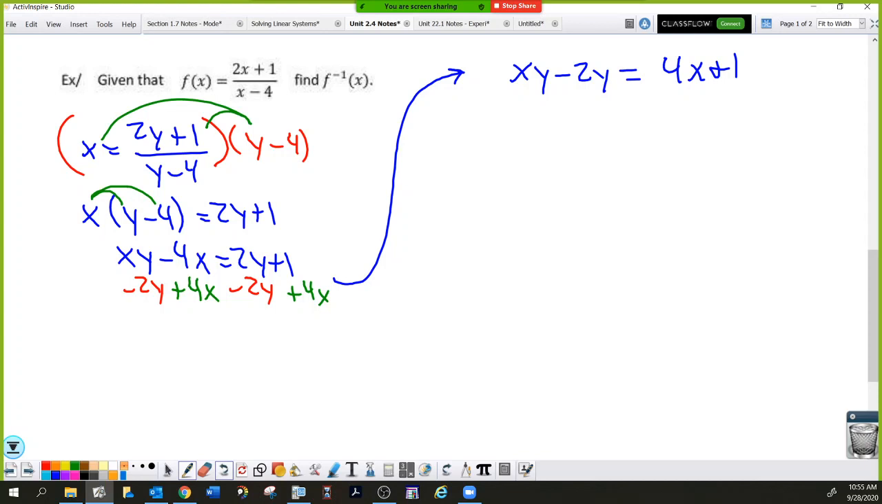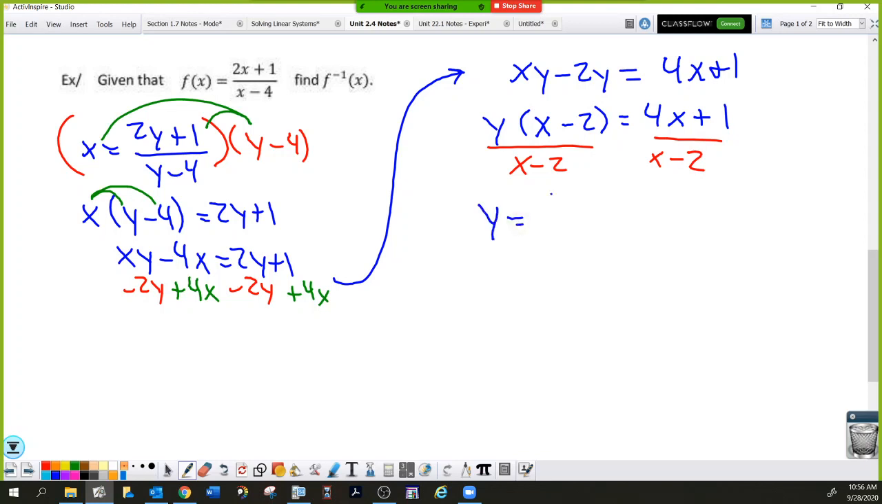What do you think? And by take out a y, what do you mean? You mean, what's that F word? Factor, yeah. Y is a GCF, so you can factor y out. You can undistribute the y. I mean, factoring is undistributing. And now you can divide both sides by x minus 2. Your function is y equals 4x plus 1 over x minus 2.